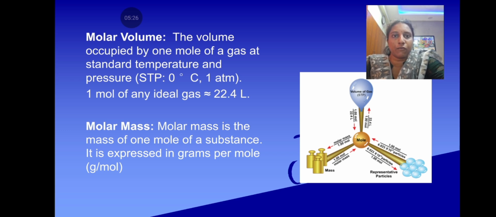Next is molar volume. Molar volume is nothing but the volume occupied by 1 mole of a gas at STP, that is standard temperature and pressure. So 1 mole of any gas is approximately equal to 22.4 liters. Then molar mass. Molar mass is the mass of 1 mole of a substance. It is expressed in gram per mole, that is g/mol. So these definitions are very important.